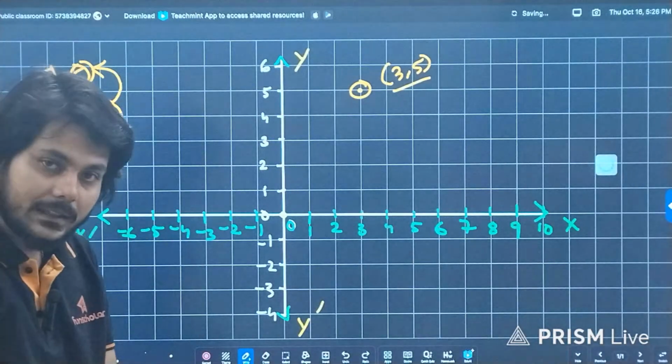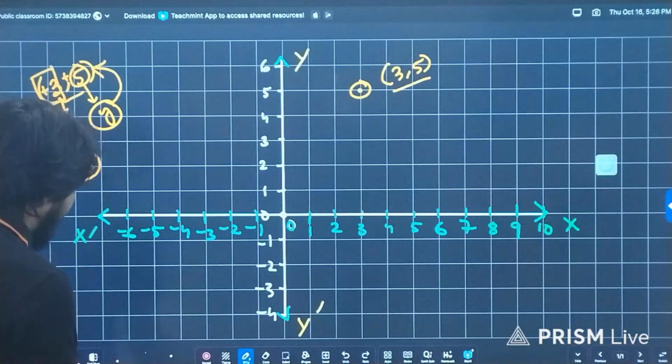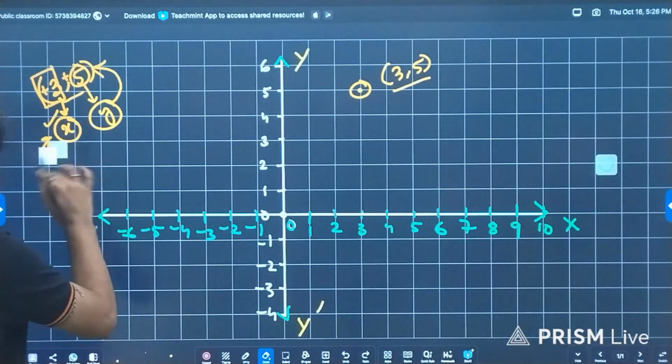Okay, is it clear? Now I am giving you another example. Try to solve it by yourself.